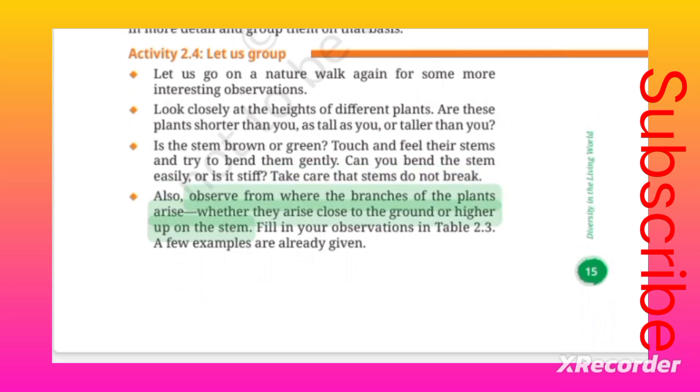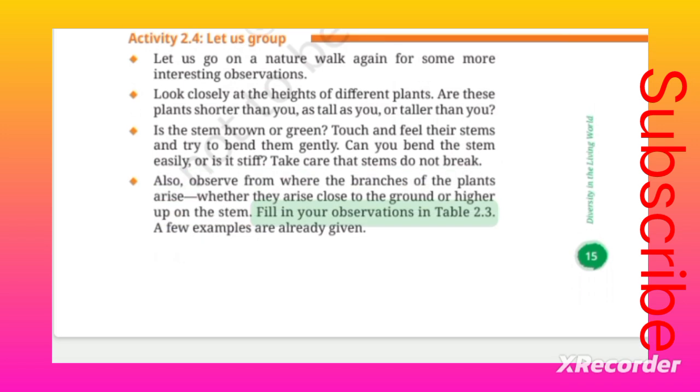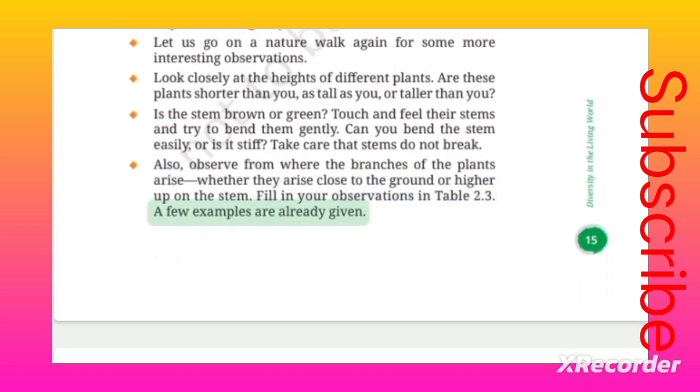Also, observe from where the branches of the plants arise, whether they rise close to the ground or higher up on the stem. Fill in your observations in Table 2.3. A few examples are already given.